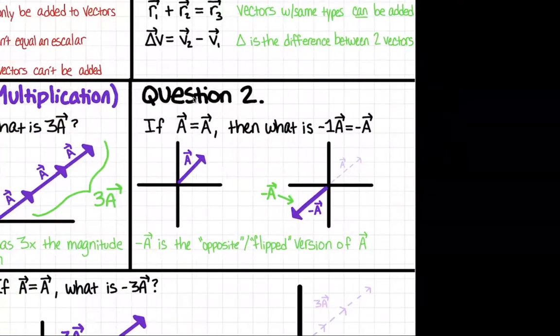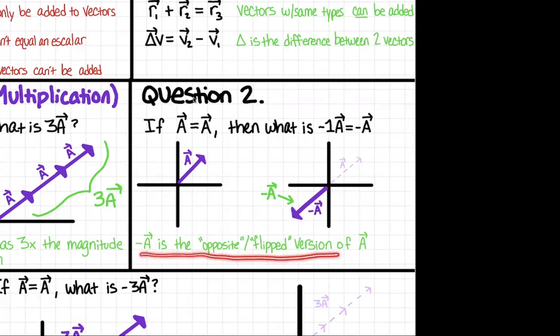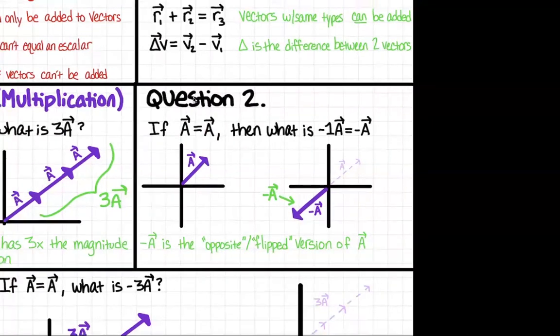Question 2: if vector A equals vector A, what is negative 1A? If this is positive A, negative 1A would be the same exact thing but in the opposite direction. If regular vector A was here, the opposite would be here. Negative vector A is the opposite, or flipped, version of vector A.